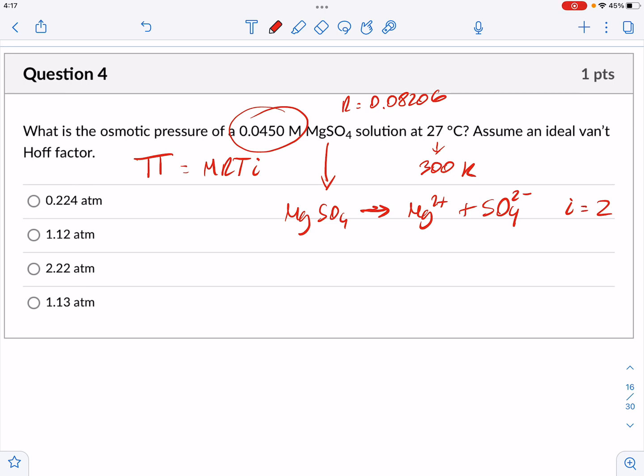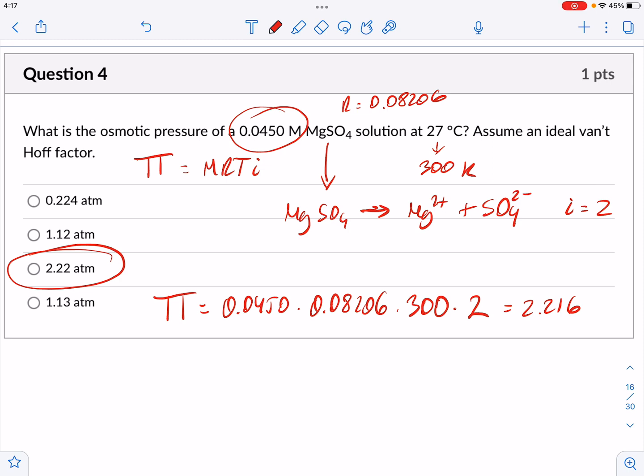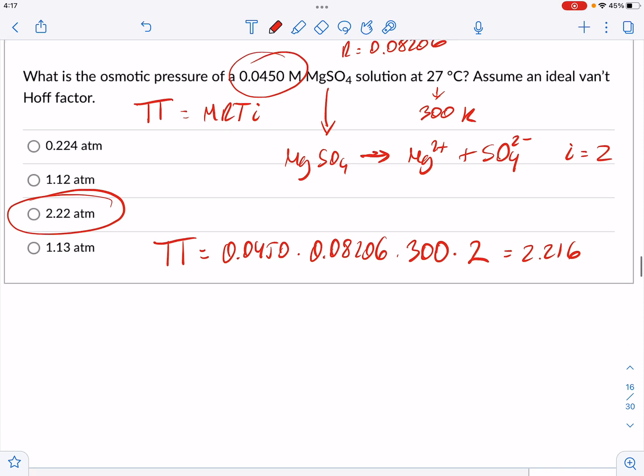So the osmotic pressure here will be equal to the concentration 0.0450 times R 0.08206 times temperature, which is 300, times 2. That is 0.0450 times 0.08206 times 300 times 2, and this is equal to 2.216, which is 2.22.